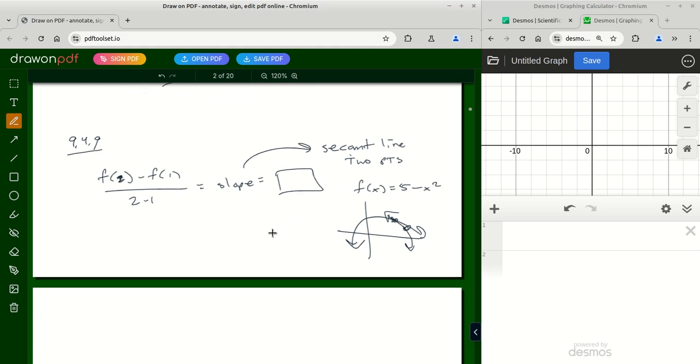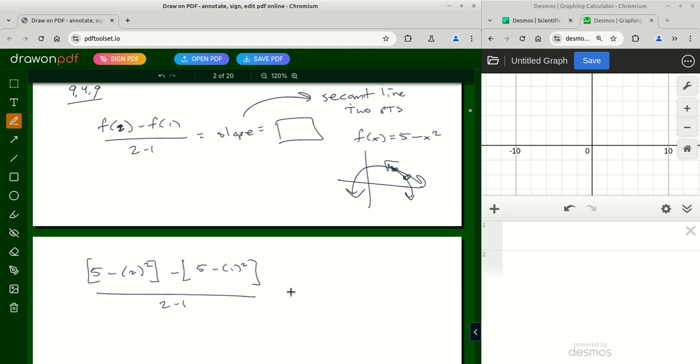Okay, so I have to plug this in for right here. I'm going to plug in the 2. So then I got 5 minus 2 squared, and then I've got 5 minus 1 squared all over 2 minus 1. I'm just plugging them in to that formula right there, okay? Cool. So 5 minus 4 is a 1, and then 5 minus 1 is a 4. Negative 3 over 1 is a negative 3, and there's your answer to part A.